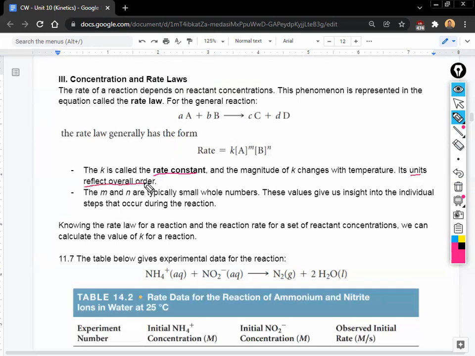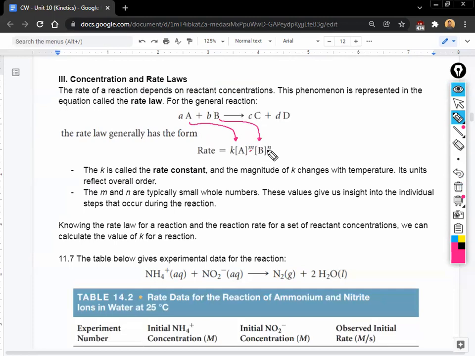I'll talk about that in a sec, but K is basically a constant that goes with every reaction. Every reaction at a certain temperature has a certain constant that's applied to it. What's important for the rate law is the concentration, the molarity of A and the molarity of B. The rate law depends on the reactant concentrations, how much you have in the beginning. It doesn't really matter what the concentration of the products is.